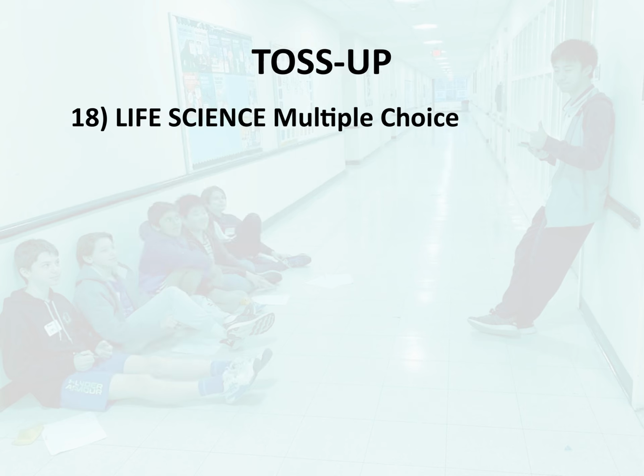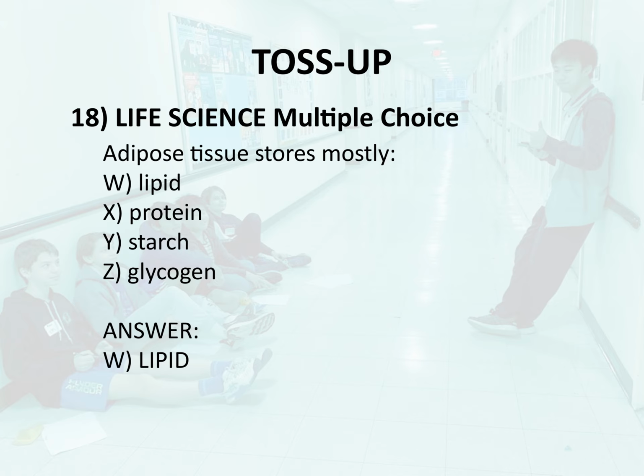Toss-up 18. Life science. Multiple choice. Adipose tissue stores mostly W, lipid. X, protein. Y, starch. Z, glycogen. Answer: W, lipid.